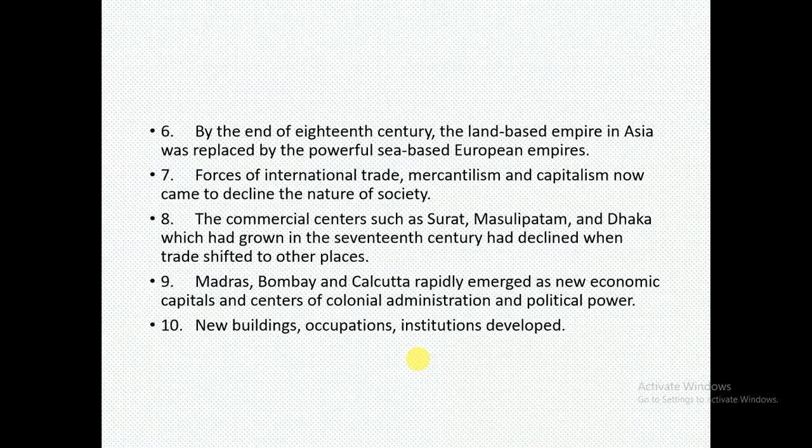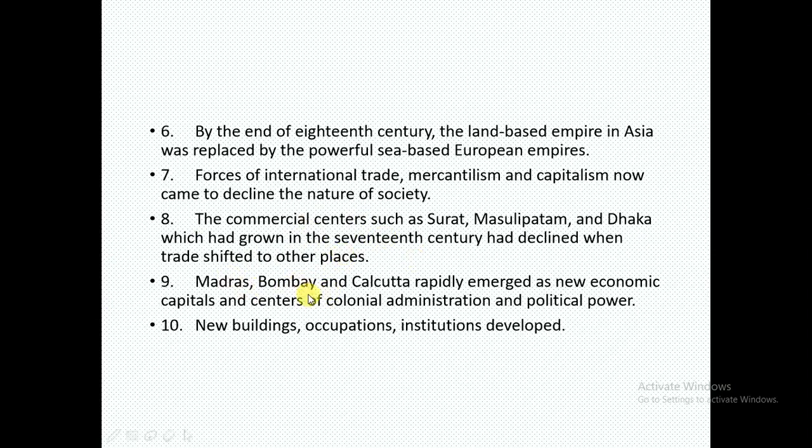So next one is that by the end of the 18th century, the land-based empires, meaning the people who were ruling India, were all replaced by the powerful sea-based European empires, which means that politically the British had consolidated power in the late 18th century, and the forces of internal trade, mercantilism and capitalism came to decline. The new nature of society and the commercial centers such as Surat, Masulipatam and Dhaka, which had been growing in the 17th century, declined when the trade shifted to other places.